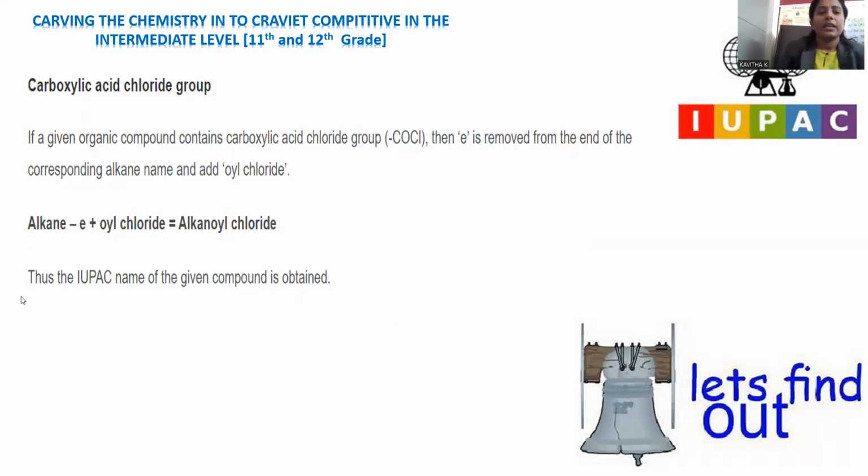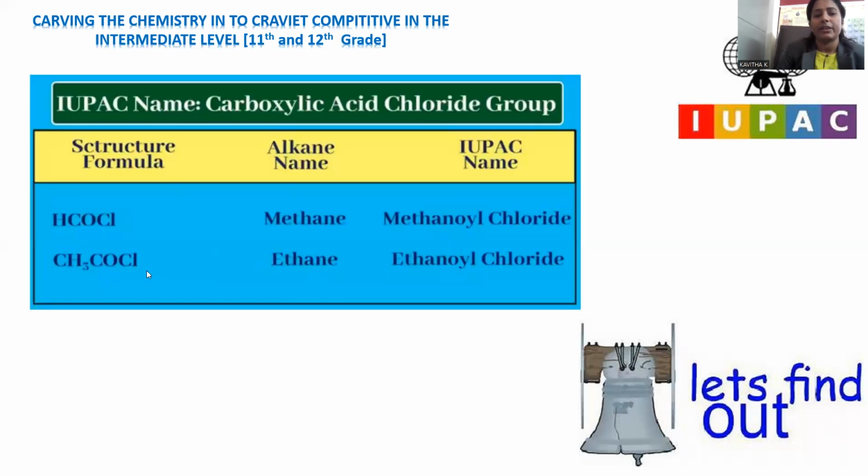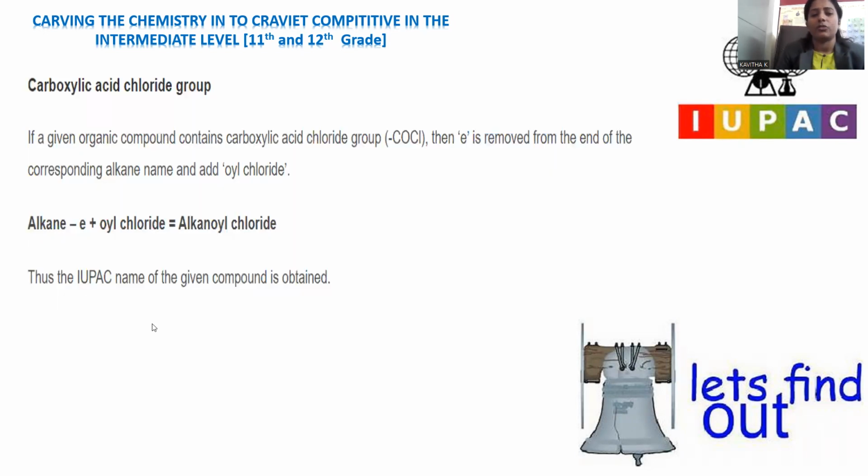As per the IUPAC, alkane is the root word. Oyl chloride is given for the functional group in the given compound. COCl is the oyl chloride functional group. When we combine all these, it will be pronounced as alkanoyl chloride. Alkanoyl chloride is the general name for acid chlorides, which are derivatives of carboxylic acid. This is given by the IUPAC nomenclature.